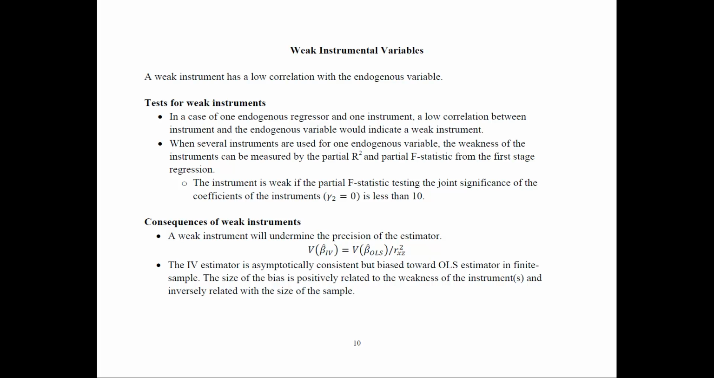And so the variance of the IV estimator would be equal to the variance of the OLS divided by the correlation between the variables and the instruments. And the IV estimator would be asymptotically consistent, but it will be biased toward the OLS estimator in finite samples. And the size of this bias would be positively related to the weakness of the instruments, and it will also be inversely related to the sample size.